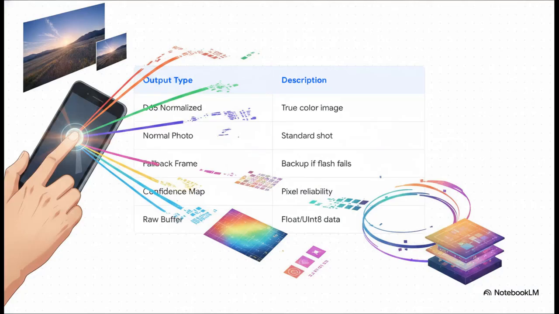Now, what's really interesting about this slide is what happens with a single tap of the shutter. You don't just get one picture. You instantly generate 5 distinct outputs for comprehensive archiving. You get the D65 normalized image, which is the mathematically color-accurate main shot. You also get a normal photo for a standard visual comparison, a fallback frame just in case the flash couldn't overpower the room light, a confidence map detailing pixel-based reliability, and the raw buffer containing all the raw float and integer data. It is a complete analytical package all from a single tap.